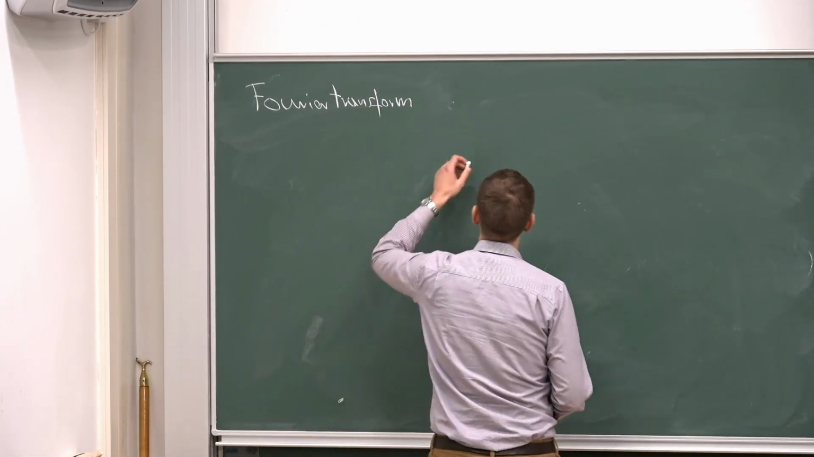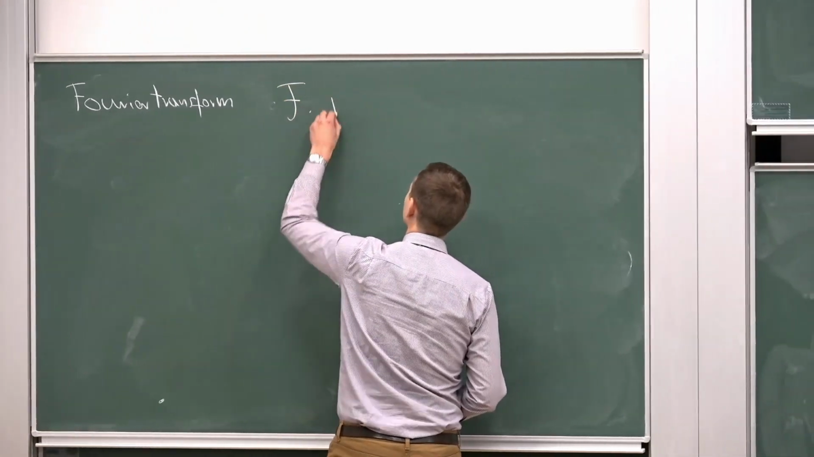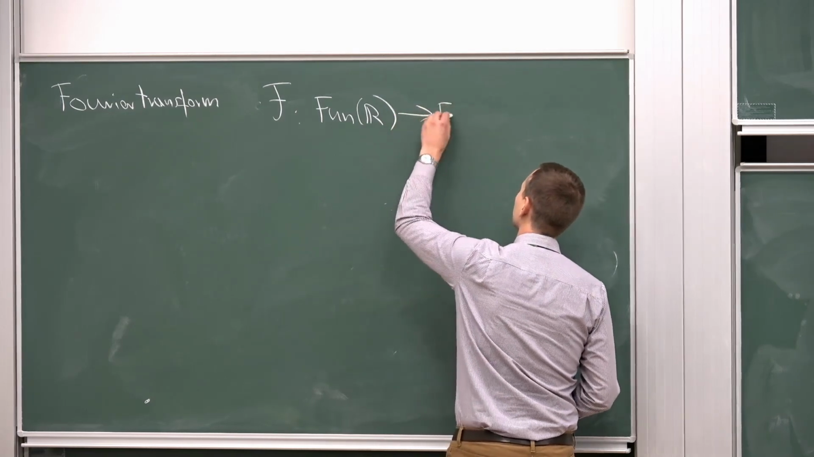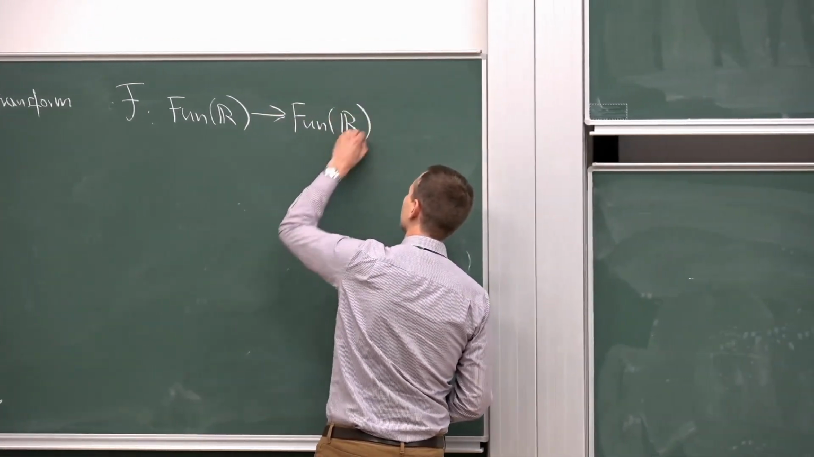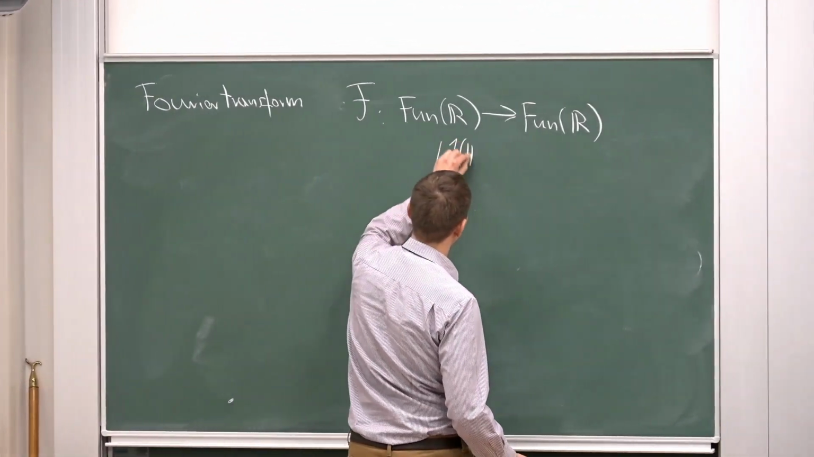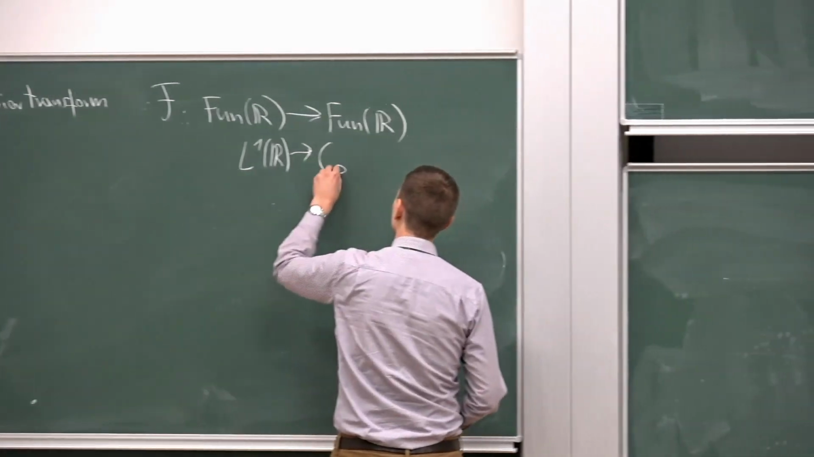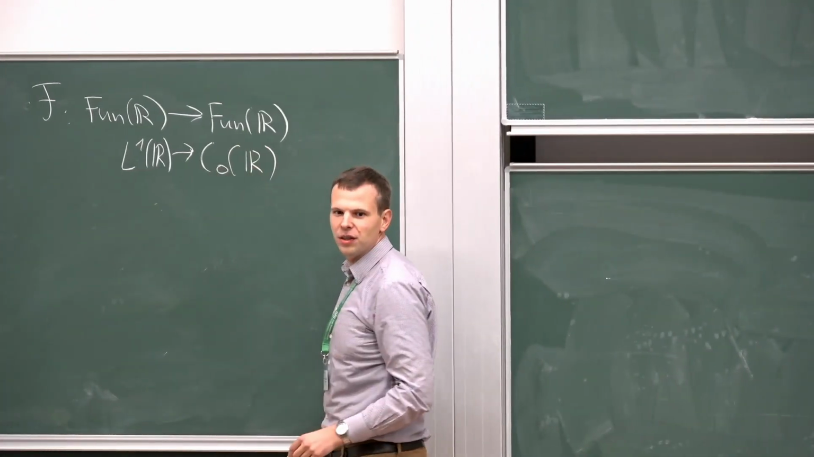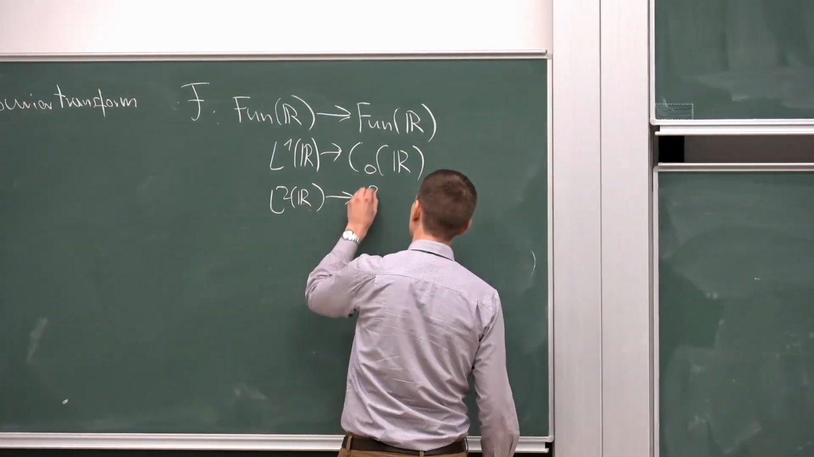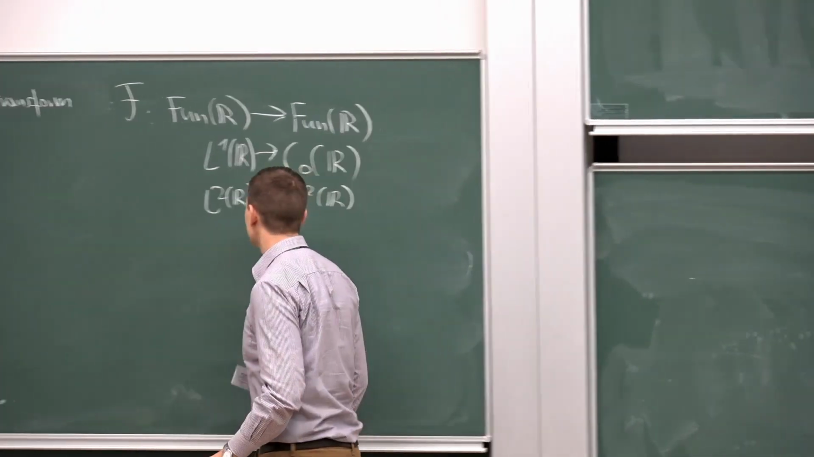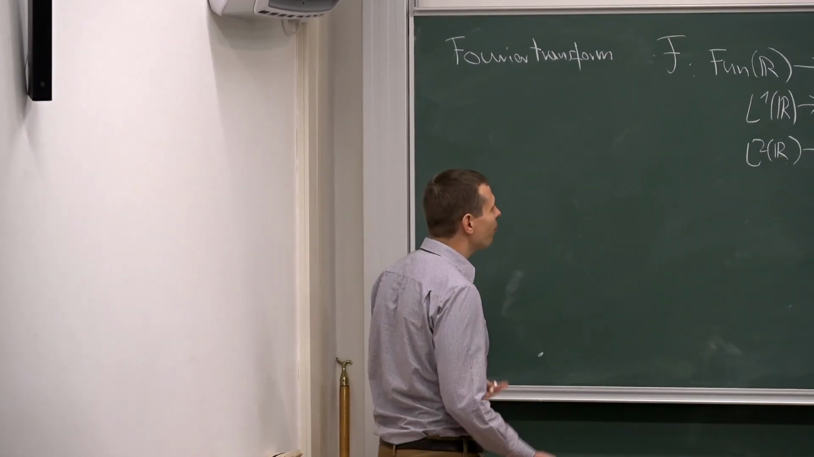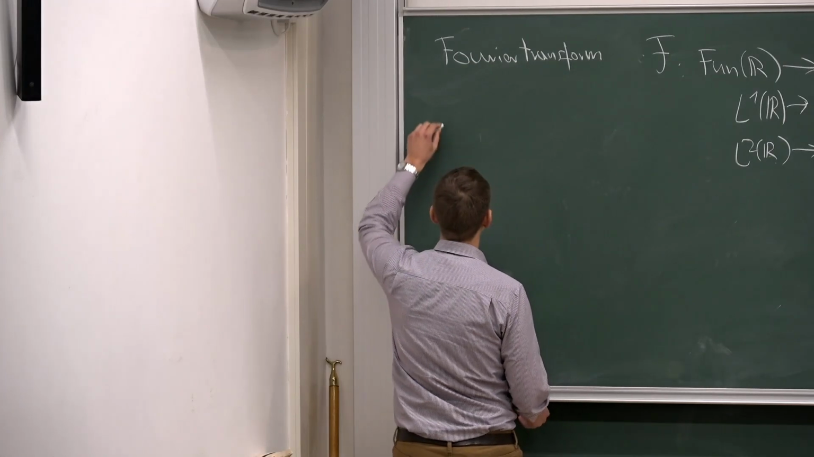This is a map from some sort of functions on R into functions on R. To be more precise, you can choose different classes of functions. You could go from L1 of R into continuous functions vanishing at infinity on R. You can go from L2 of R to L2 of R. This is slightly less fun.